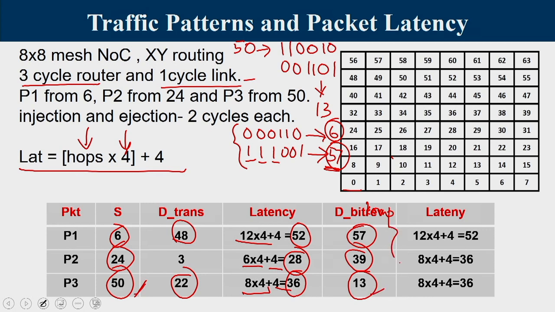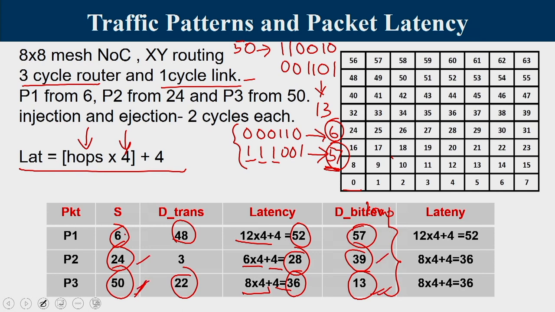Now the problem is the same as what we discussed previously. The whole purpose of using transpose and bit complement is to understand what the destination is. In transpose, it is interchanging of I and J. In the case of bit complement, you write the binary value of the source node and then complement it in binary, and that is going to be the destination. So packet from 6 will go to 57, 24 will go to 39, and 50 will go to 13.